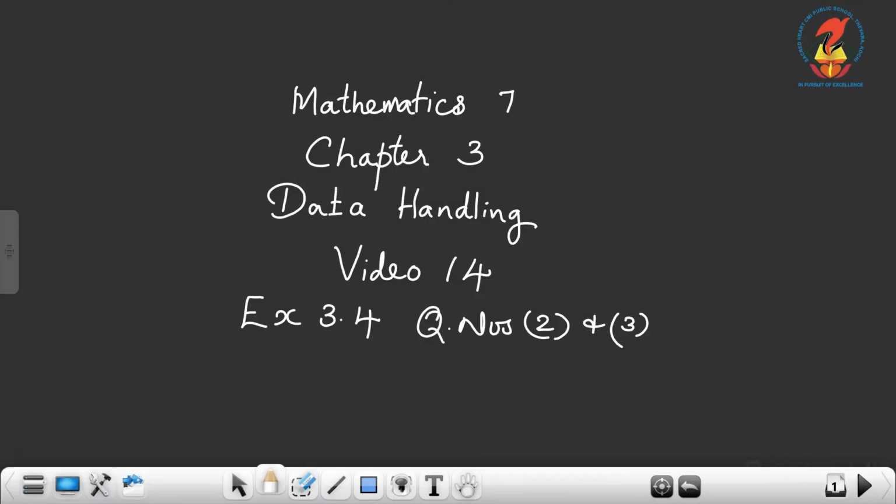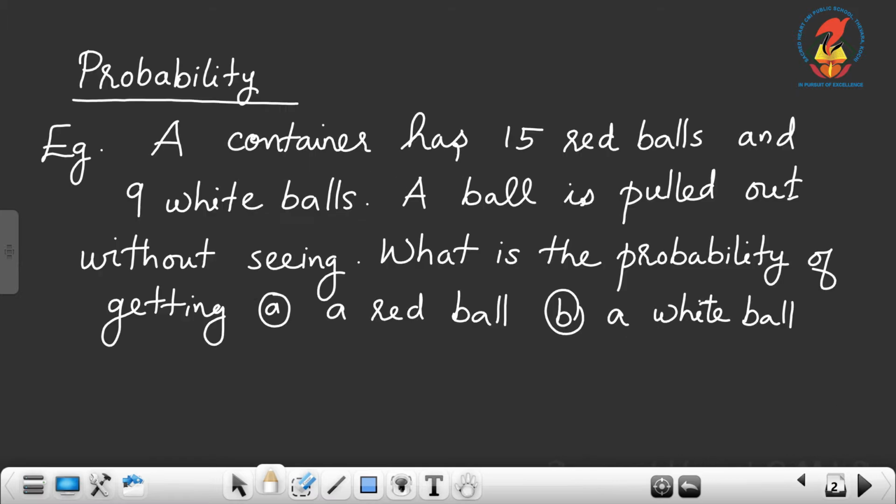Now today we have exercise 3.4 question numbers 2 and 3. Before doing the exercise problem, we will consider one example related to probability. A container has 15 red balls and 9 white balls. A ball is pulled out without seeing. What is the probability of getting a red ball and what is the probability of getting a white ball?